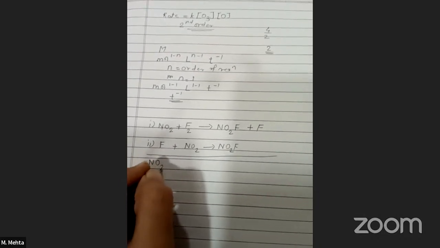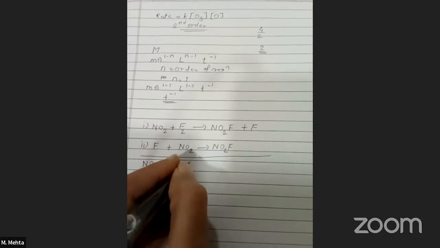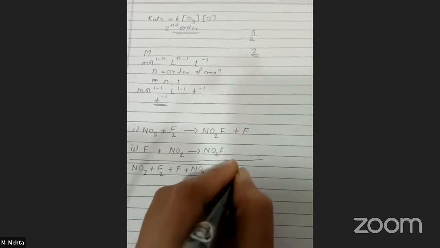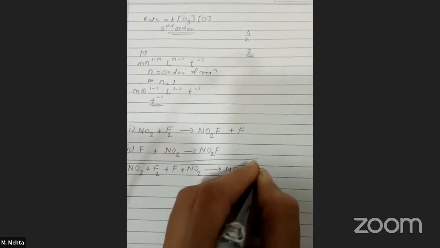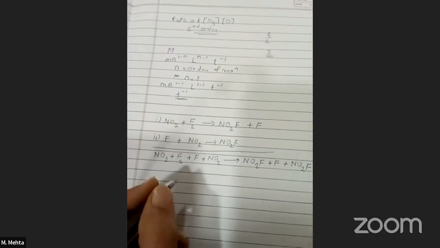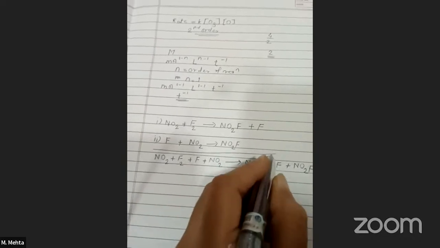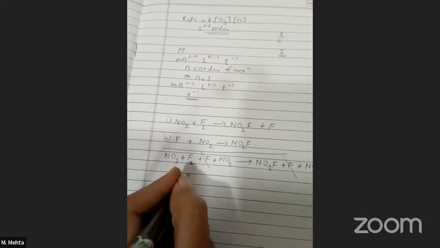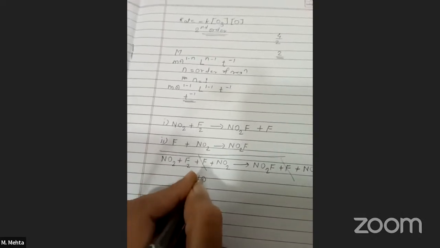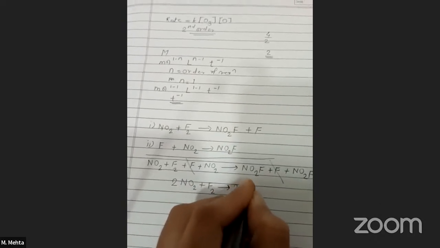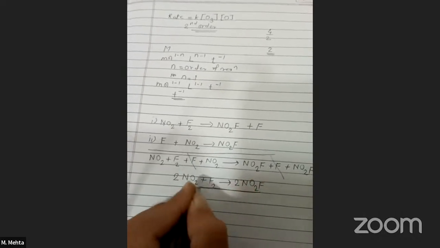So NO2 plus F2 plus F plus NO2 gives NO2F plus F plus NO2F. Okay. So things which are common I can cancel, F will get cancelled, and the final equation will be 2NO2 plus F2 gives twice NO2F. So it is my overall equation.